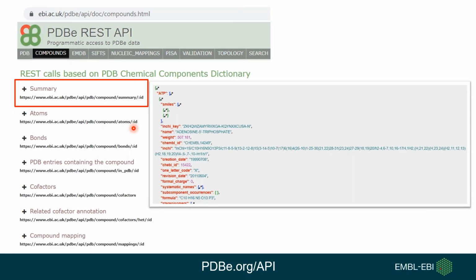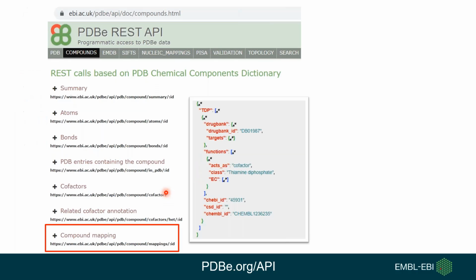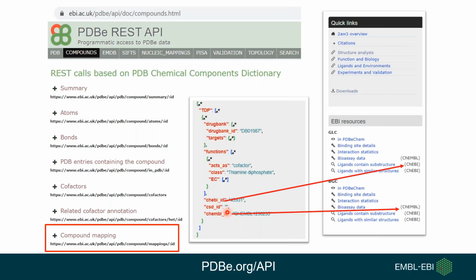This is the summary call for compounds. And in this call, you will get the basic information for the component of your interest. For example, here is ATP. It has the SMILES information, InChIKey for example, and the formula. Another endpoint that is useful is the compound mapping endpoint. It maps your compound of interest to DrugBank, for example, EC, ChEBI, and ChEMBL, among others. And we use this endpoint to populate data in our pages as well, to give links to ChEBI and ChEMBL.